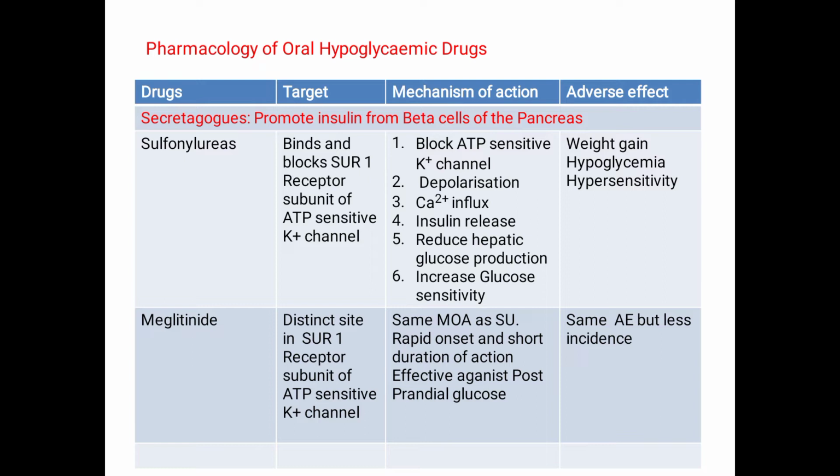So since it has rapid onset, it is effective against postprandial glucose. Okay. So the adverse effect is also very similar to that of sulfonylurea, but since it is loosely bound, it has less incidence of the adverse effects. So you have to always remember sulfonylurea, the major adverse effect is weight gain and hypoglycemia because of the hyperinsulinemic action.